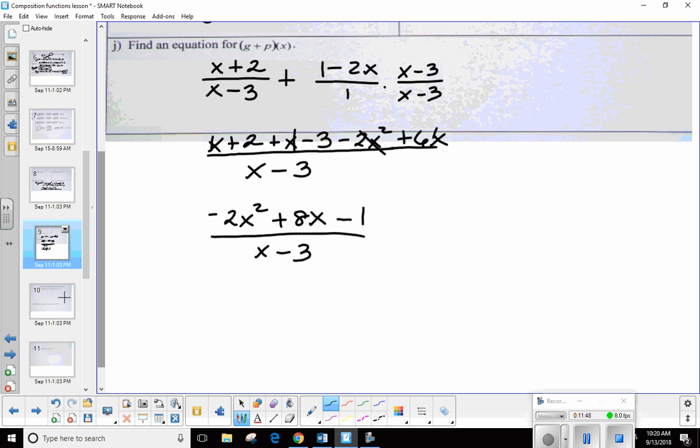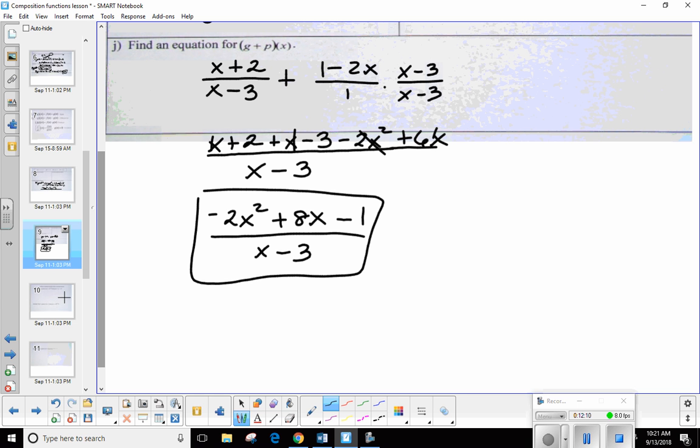because you always want to take a look at your answer. Is there anything I can do to reduce it? Now, just for the sake of time, I'll go ahead and tell you on this one. You could pull out a negative as a greatest common factor for the numerator, but it's not going to do anything to simplify the problem. Nothing's going to reduce. So that would be as far as we can go. Okay.